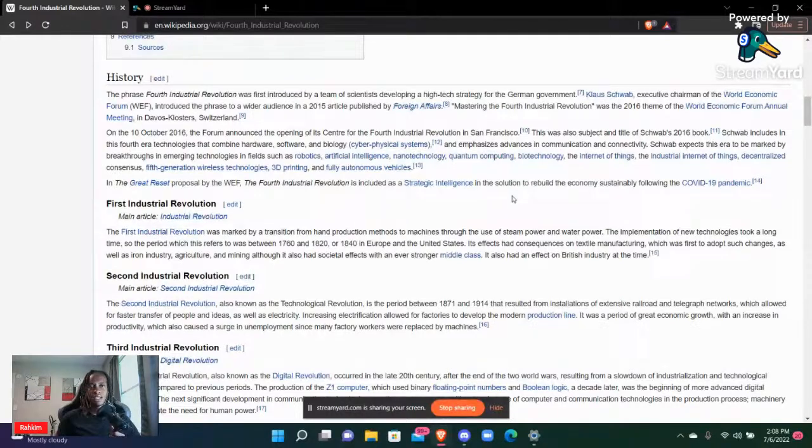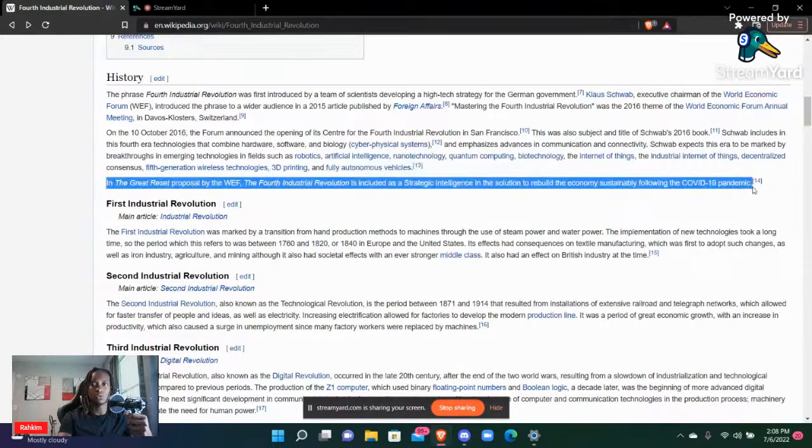The last sentence of this says, in the Great Reset proposal by the World Economic Forum, the fourth industrial revolution is included as a strategic intelligence in the solution to rebuild the economy sustainably following the COVID-19 pandemic. So what it looks like to me here is they are already proposing that the fourth industrial revolution is the solution to get the economy up and running after the pandemic. So they're using the pandemic or COVID as a way of bringing these new technologies into the world and pushing these things forward.